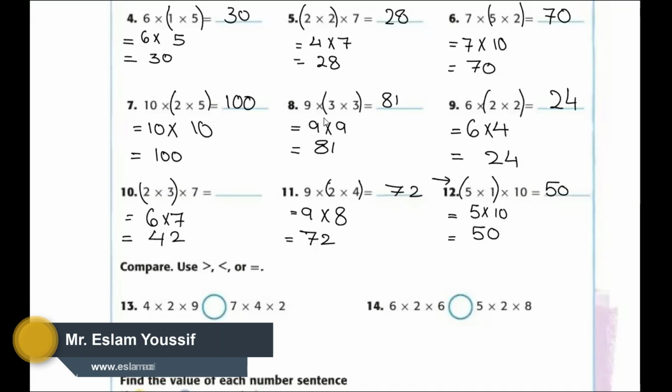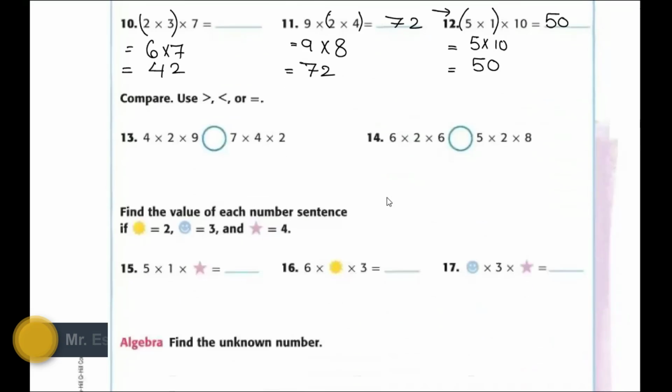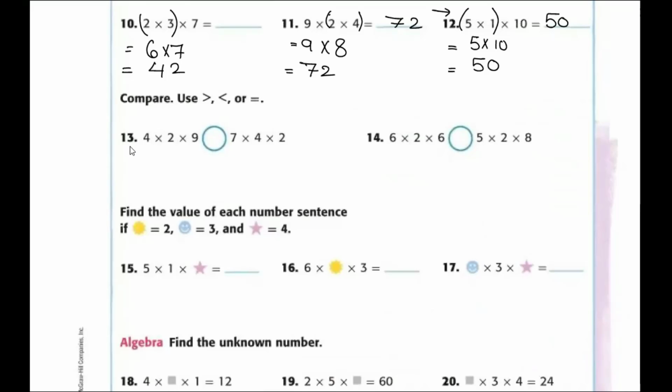So how can we solve question number 13? I will explain how we can solve question number 13, then we can solve the next one. For number 13, we have 4 times 2 times 9. We need to compare between 7 times 4 times 2. Before we multiply, you can compare them, or the second way: you have 4 at the left and 4 at the right, so you can cancel them together. And you have 2 and 2, cancel them. So the remainder that you have now is 9 and 7. 9 is greater than 7.